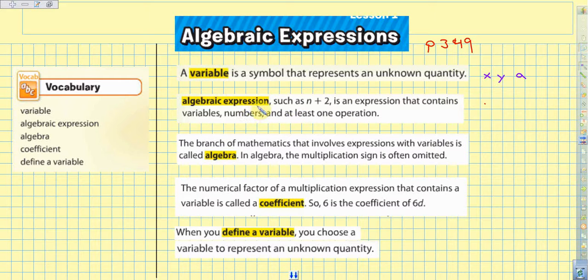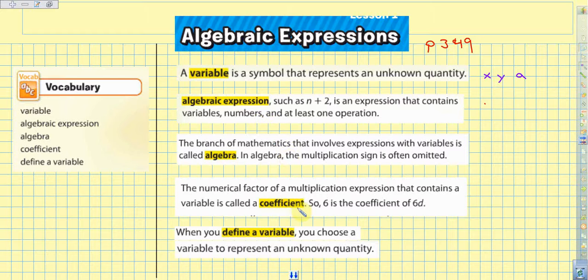The next one is an algebraic expression. Such as n plus 2 is an expression that contains variables, numbers, and at least one operation. An algebraic expression is usually when we take a variable and we either add, subtract, multiply, or divide a number to it. Sometimes it's more than one variable, sometimes it's just one. So, for example, n plus 2 would be an example of an algebraic expression. The word algebra is basically utilizing variables and algebraic expressions.